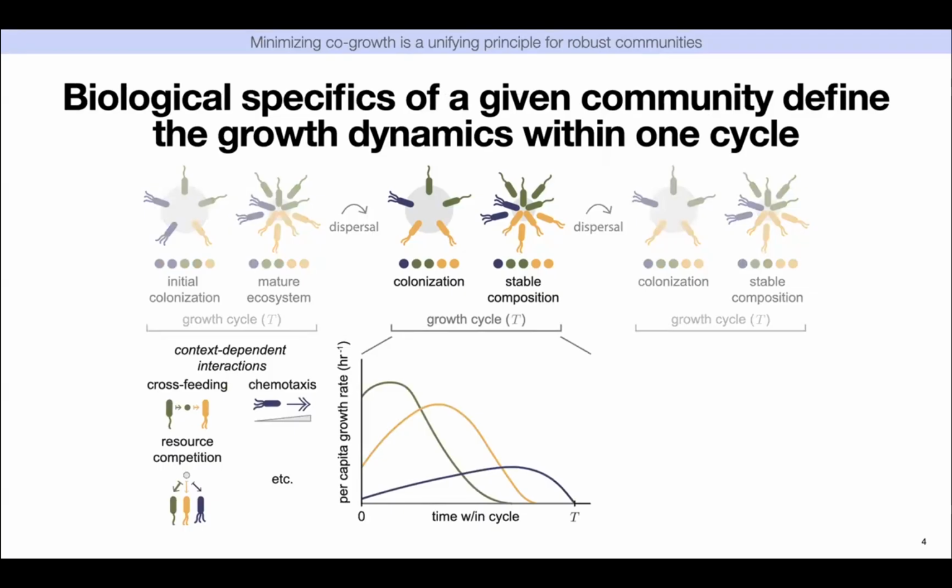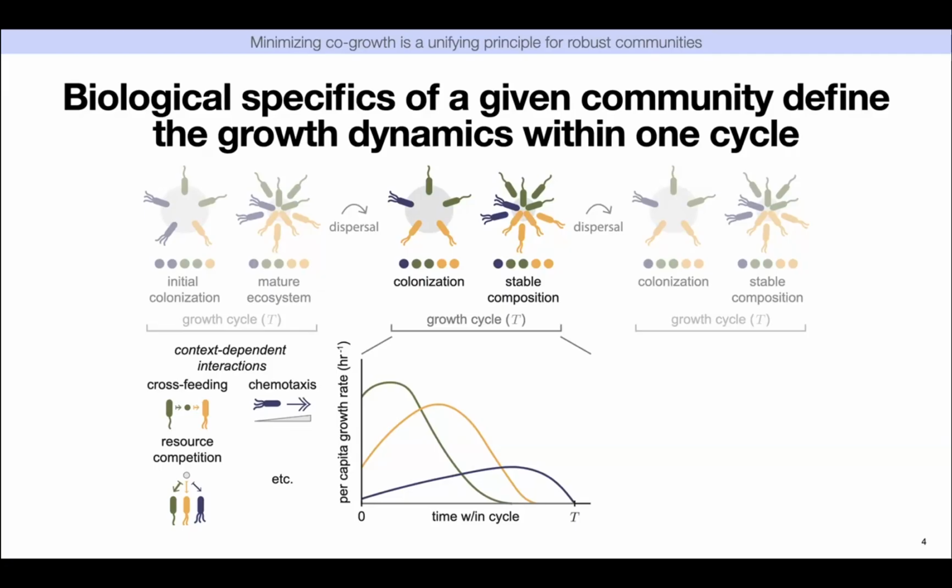Within each of these cycles, you can consider the growth dynamics, and these growth dynamics will be determined by a variety of context-dependent interactions. This can be due to the excretion and depletion of nutrients, as well as toxins. It can be due to spatial structuring of sorts, and any number of other factors. And for a specific system, as we've heard in a lot of talks throughout this week, we can really try to tease apart all of the details of this.